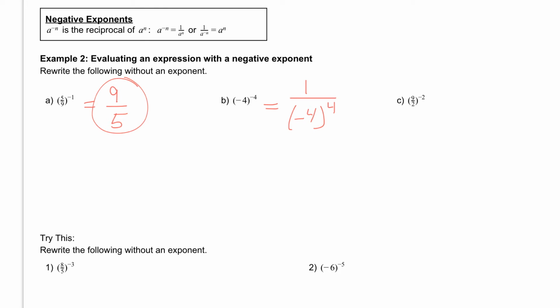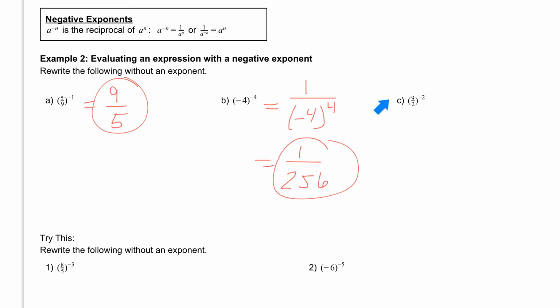Negative 4 to the 4th power, you should know, because this negative is in parentheses and is being raised to an even power, that our answer should come out to be positive. And 4 to the 4th power is 256. So this becomes 1 over 256.